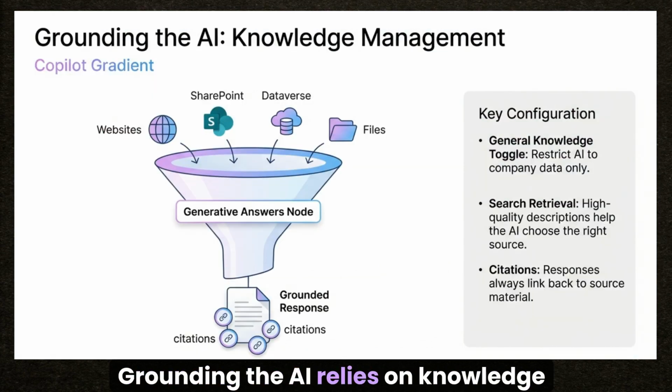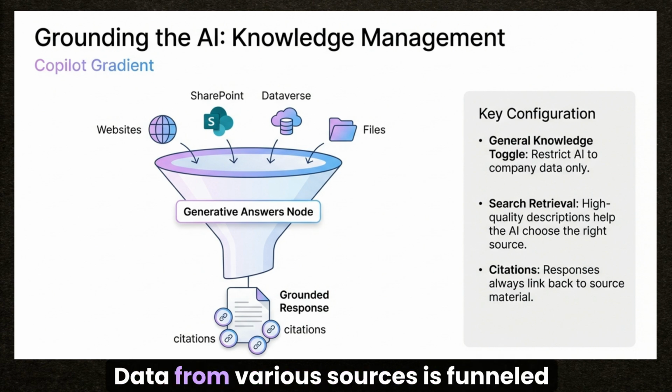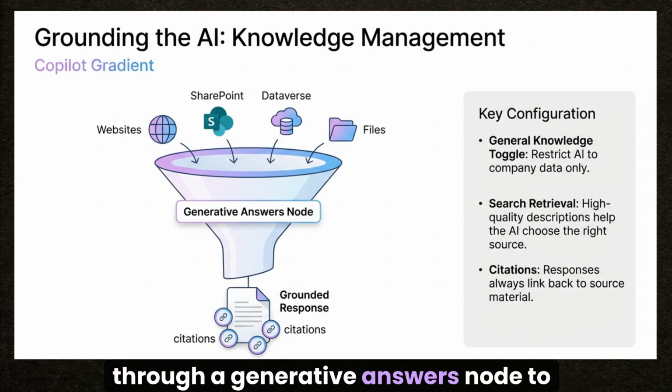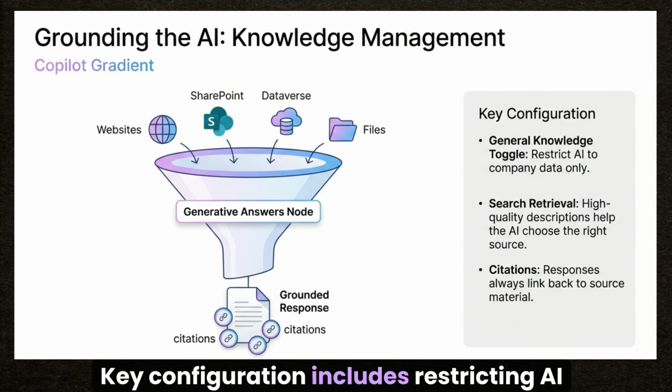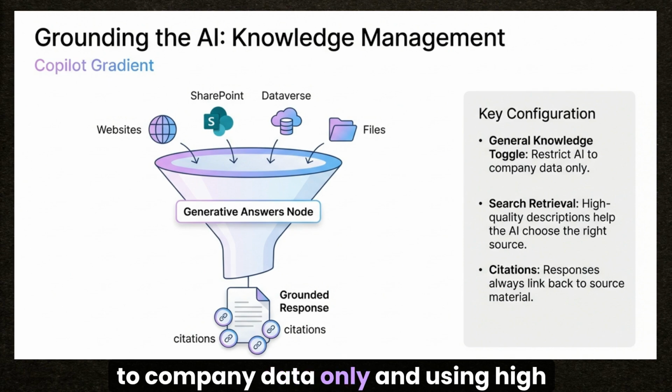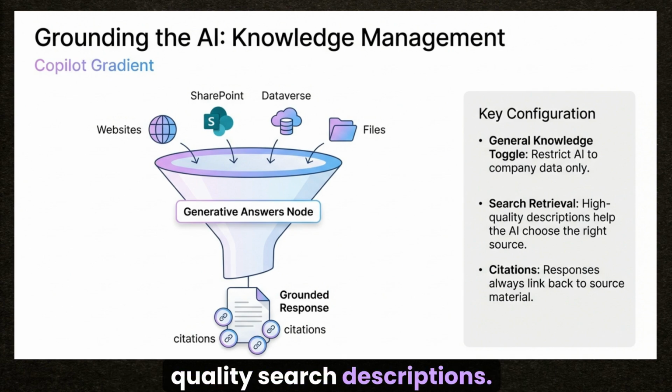Grounding the AI relies on knowledge management. Data from various sources is funneled through a generative answers node to provide grounded responses with citations. Key configuration includes restricting AI to company data only and using high-quality search descriptions.